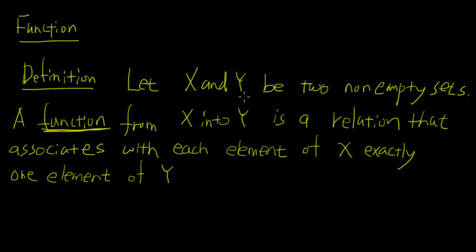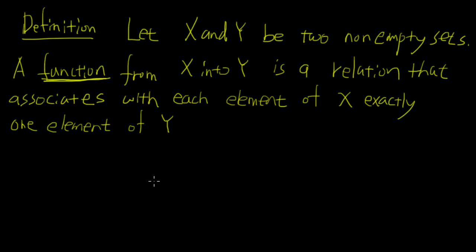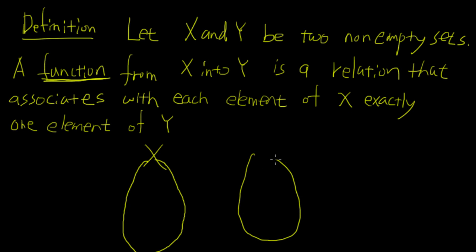Let x, y be two non-empty sets. Whatever that means, right? Well, it basically looks like this. Now you have a set that's called x, and you have another set that's called y, and it has to be a non-empty set, meaning you have to have something inside. Let's just say a, b, c, or 1, 2, 3 that you have in y, right?